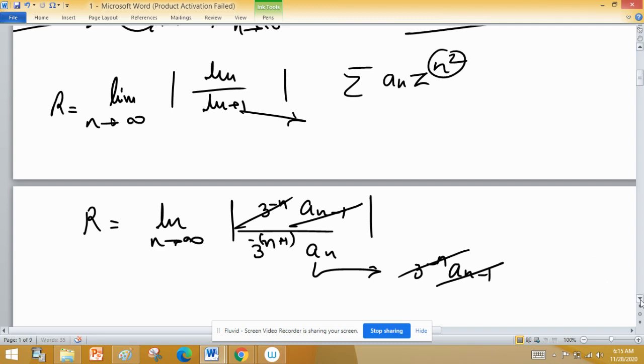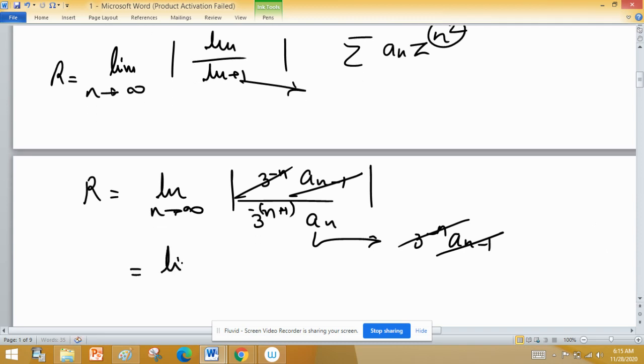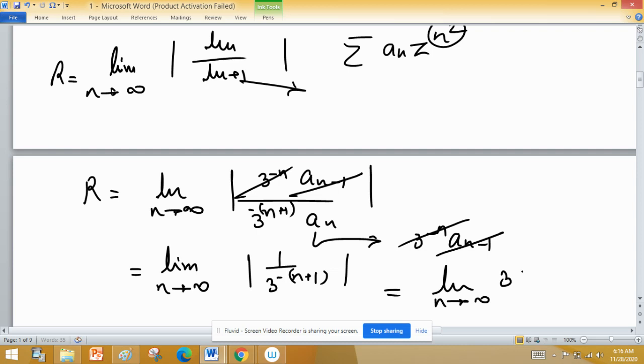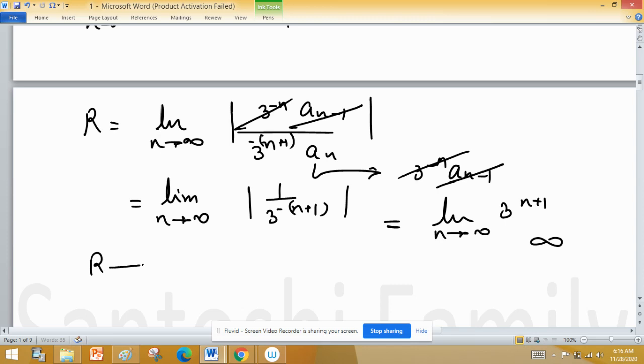So the left term is 1 upon 3^(n+1), which you can write as the limit as n tends to infinity of 3^(n+1). When n tends to infinity, this term also goes to infinity, so R equals infinity. It means the radius of convergence R is infinity.